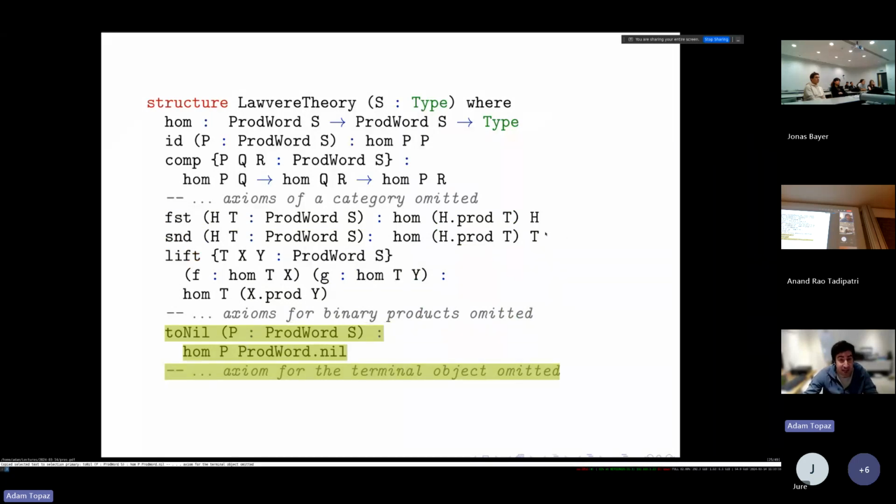The issue with this is that if you fix a type of sorts S, the objects will essentially always be prod word S. And the way that category theory works in Lean with the current setup is that it's a type class on top of the type of objects. So in principle, if I have 2 Lawvere theories with the same type of sorts, I would have to talk about 2 category instances on the same type, and that's bad.